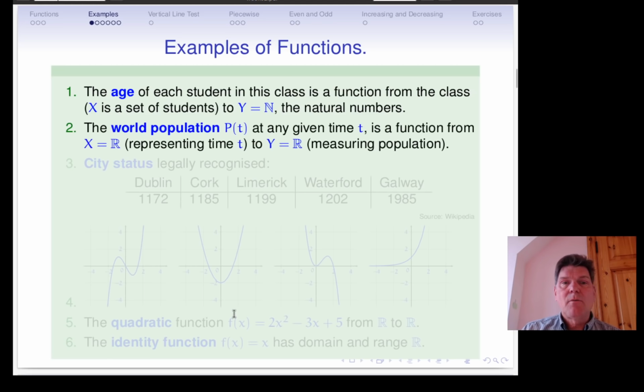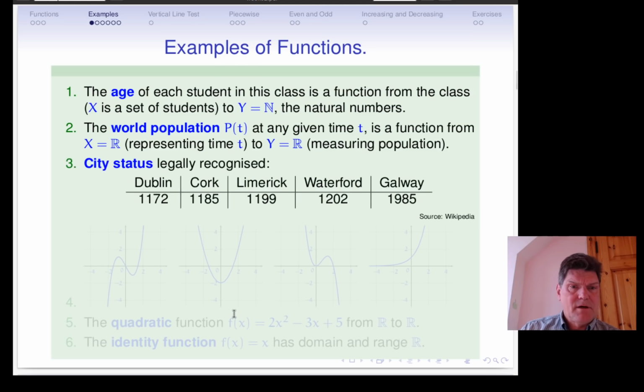The second example on my list is world population as a function of time. World population p of t at any given time t can be regarded as a function from the real numbers. The domain x is the real numbers representing time, to a set y, which is again the real numbers used to measure population size.